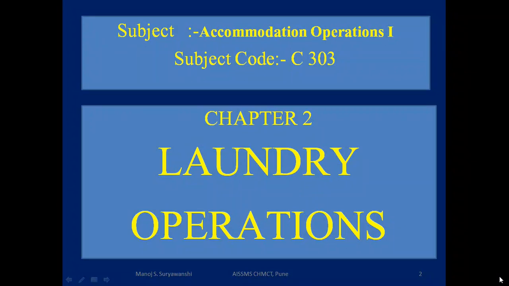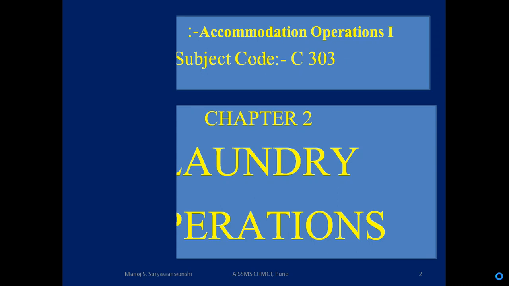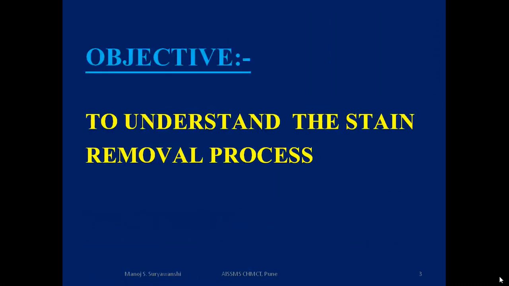Subject Accommodation Operations 1, Subject Code C303, Chapter 2, Laundry Operations. This is my fifth session on laundry operations. The objective of this content is to understand the stain removal process. We will discuss how to remove the stains and how to identify the stains from the cloth, and which procedure will be followed as far as stain removal is concerned.